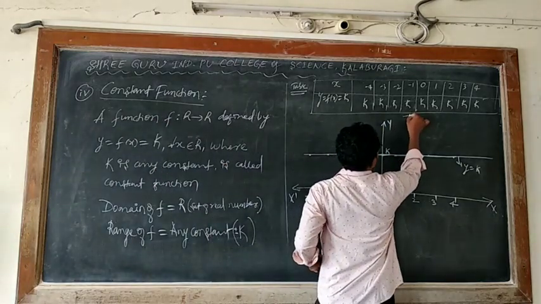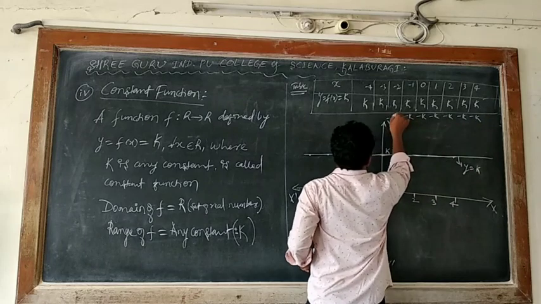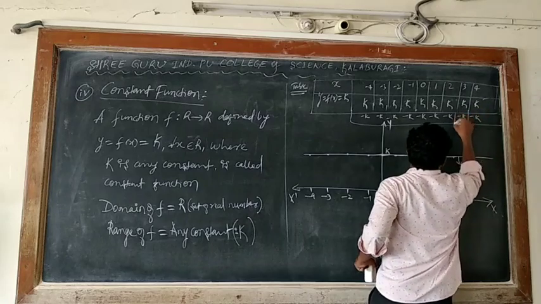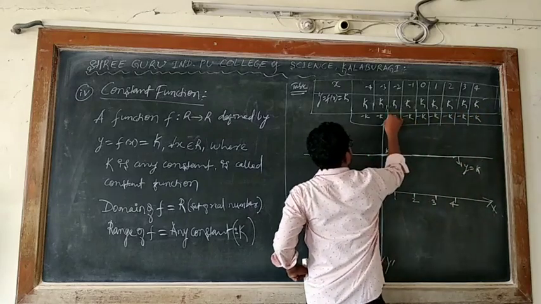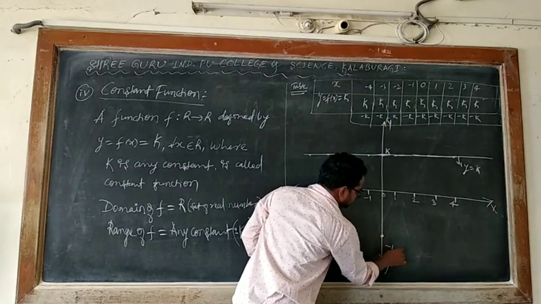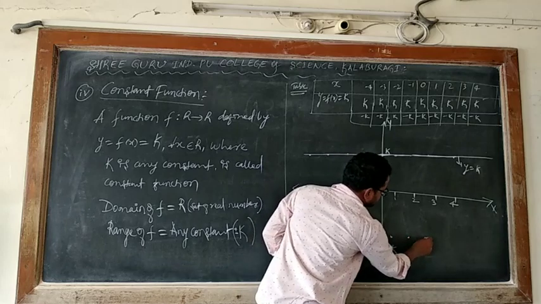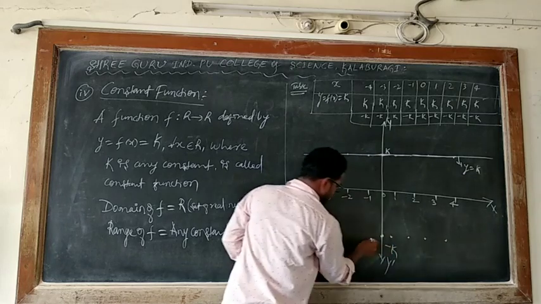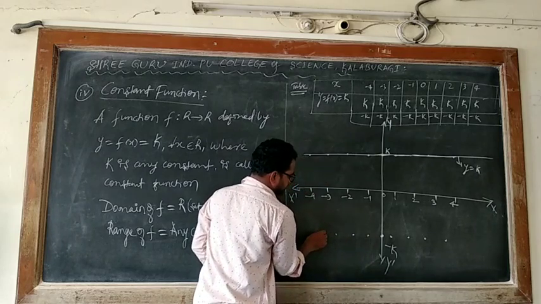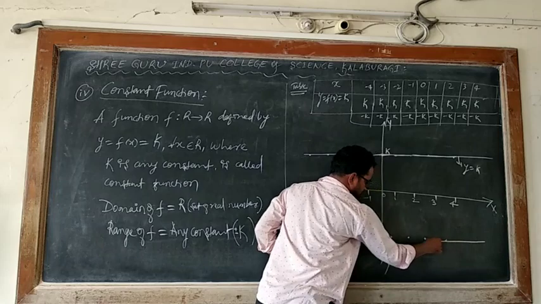If it is minus k, then for every point the value is minus k. So again I can say minus k here. Minus 1, minus k; 2, minus k; 3, minus k; 4, minus k. Minus 1, minus k; minus 2, minus k; minus 3, minus k. So better I can say this is also a line parallel to x-axis.